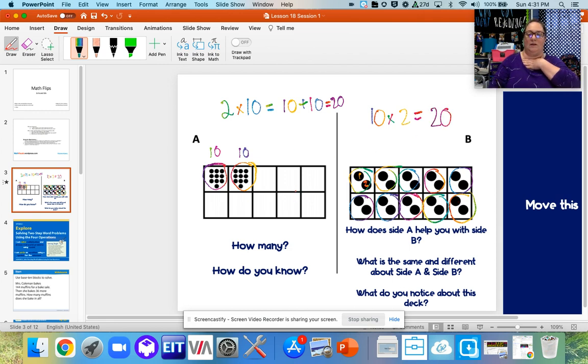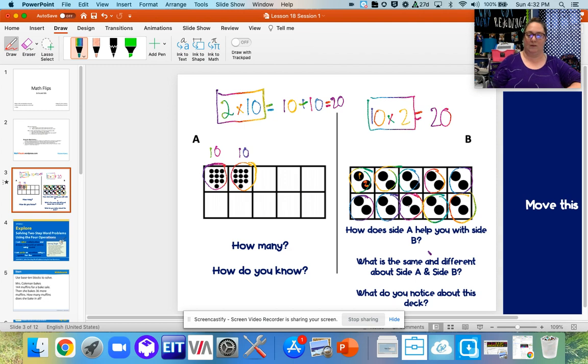What do you notice about side A and side B? How could we use side A to help us with B? That's right. It's just a turnaround fact. We have 2 times 10 and 10 times 2. This is also called the commutative property. So what is the same and different about side A and side B? That's right. We use the same products, 10 and 2, or 2 and 10, but they're just in a different order.